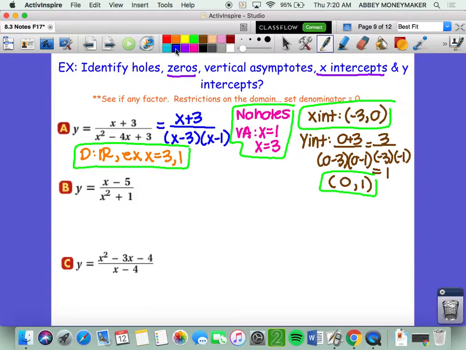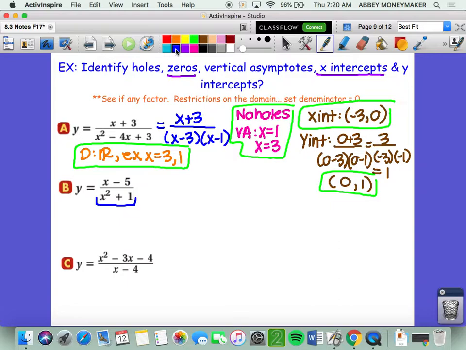Ooh, what do we notice about B? Oh, look right here in the denominator. It's a continuous function. So let's see if we can factor this, and then we'll talk about our domain in just a second. Can I factor x squared plus 1?